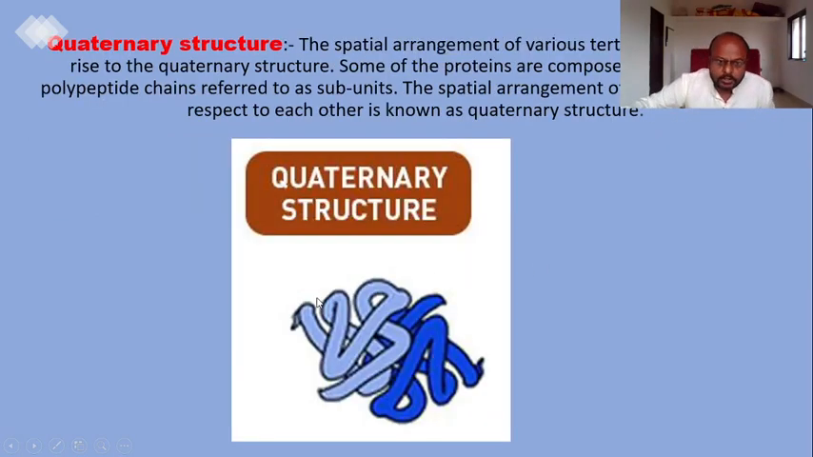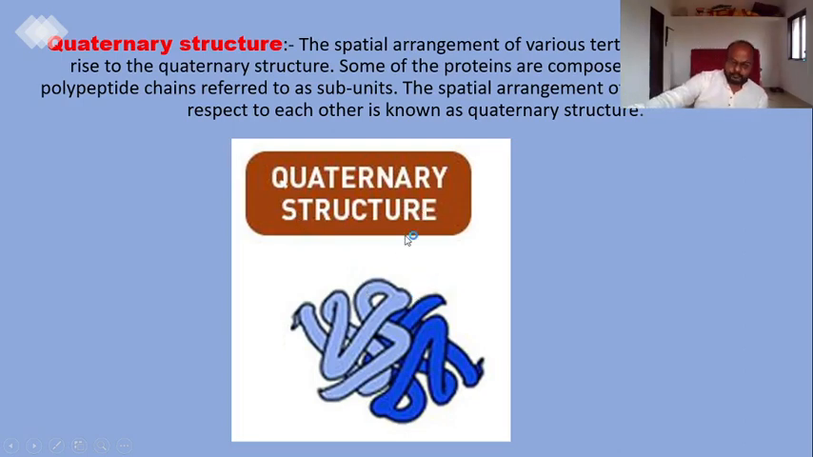And then this is the quaternary structure, which is a spatial structure, because there is a spatial arrangement of various tertiary structures. Various tertiary structures come together and give rise to the quaternary structure. Some of the proteins are composed of two or more polypeptide chains referred to as subunits. The spatial arrangement of these subunits with respect to each other is known as the quaternary structure. This quaternary structure is a very complex structure.